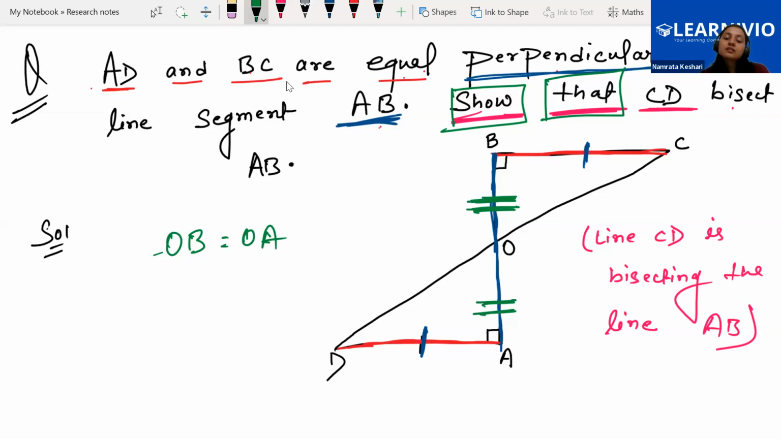Okay, this is what we have to show. It's not given. We have to show that OB and OA are the same. Then only we can say that since it's the same, hence CD is bisecting AB. Okay, so let's proceed.